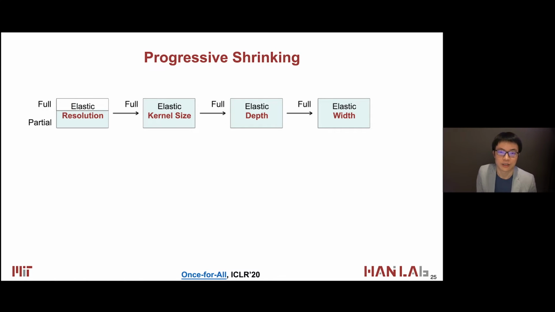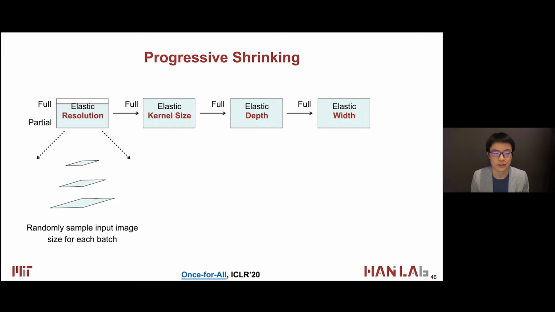So this is the high-level idea of progressive shrinking across these 4 dimensions, including resolution, kernel size, full kernel size and also partial kernel size. Elastic depth, full depth, and also partial depth. And also elastic width from full width to partial width, right? So this is a detailed illustration one by one.